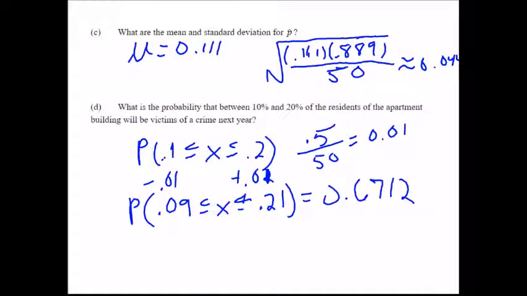So what this means is that roughly there's a 67% chance that 10 to 20% of the residents will be victims of a crime next year. So pretty good chance.